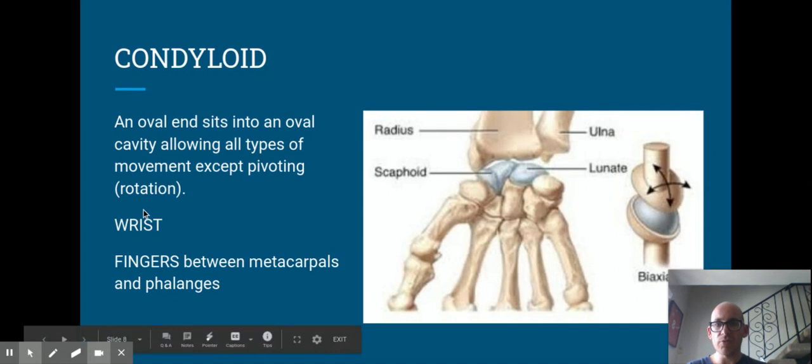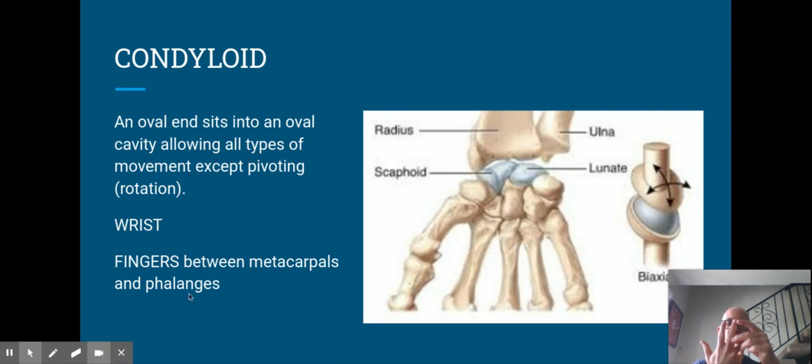Now, most people know the wrist is the best example, but your fingers also have a condyloid or ellipsoidal joint between the metacarpals and the phalanges. You have 3 phalanges on each finger, so 1, 2, 3. So it would be the joint here, the top of your finger. You can see your finger can go back and forward, right? That's because, like your wrist, it can go both ways because it has that ellipsoidal joint.